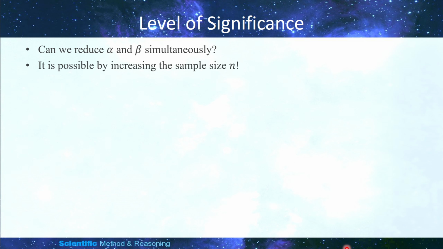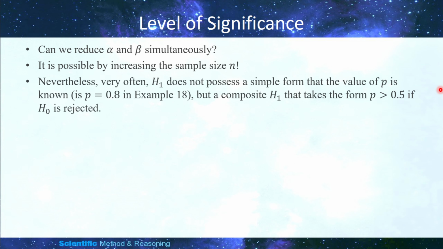The question is, can we reduce alpha and beta simultaneously at the same time? And the answer is, it is possible. By increasing the sample size, we can reduce alpha and reduce beta simultaneously.